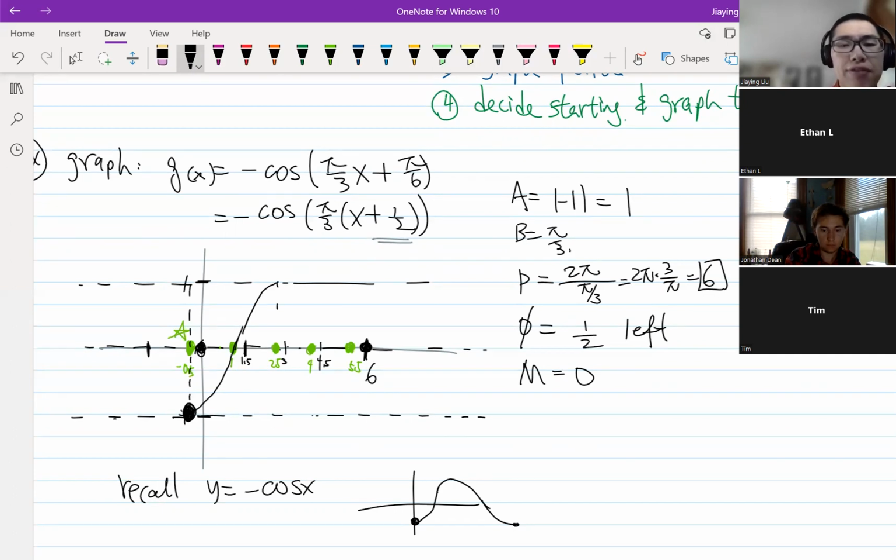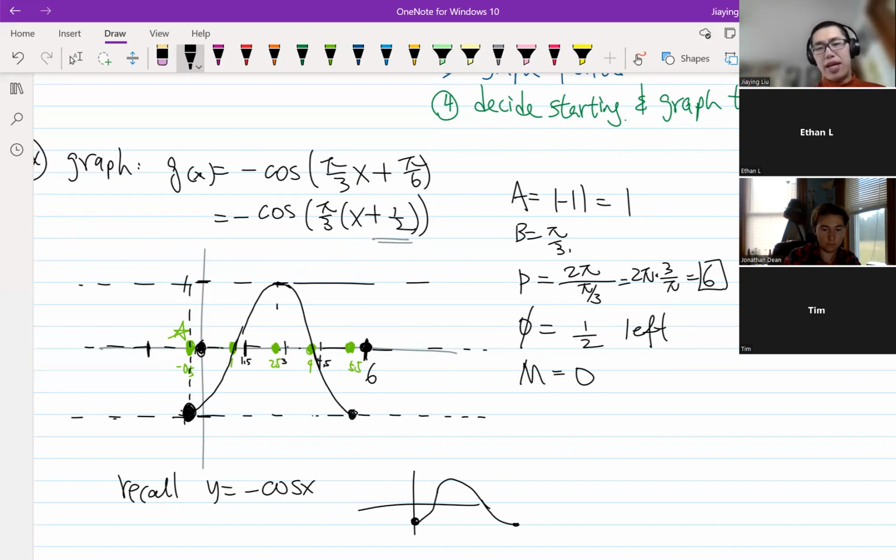And after it reaches the maximum, it's going to come down. When it reaches the midline again, it should be right at the following green dot, 4. And it continues decreasing. By the time it reaches the minimum, it's going to be directly below the next green dot.